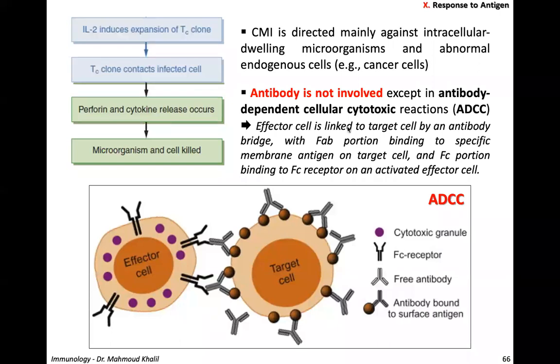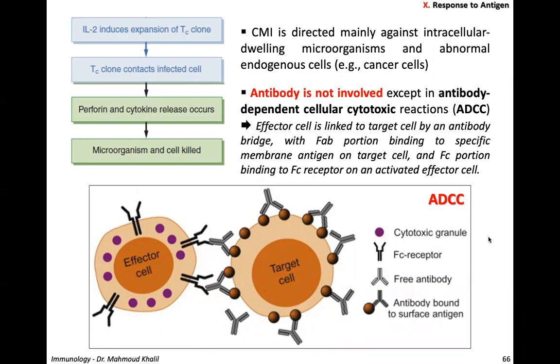And of course, you can see how the effector cell is loaded with cytotoxic granules. These cytotoxic granules, like perforin and cytokines, will be released, especially the perforin, which will be released over the target cell to kill this abnormal cell, even an endogenous cell, even if it's a cancer cell.